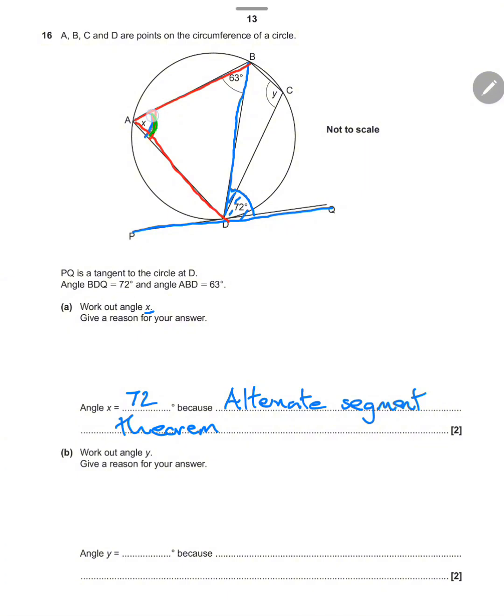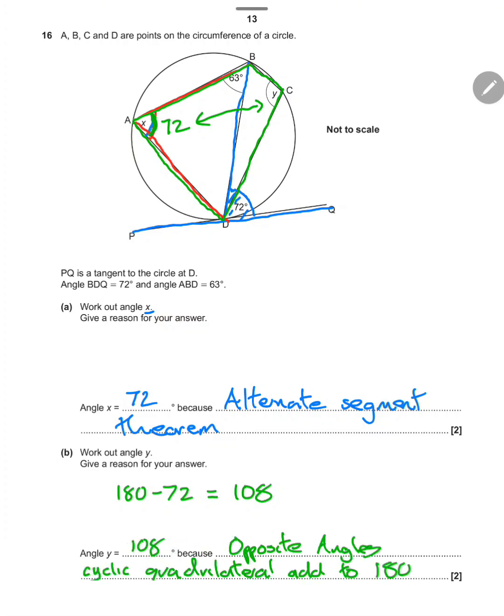Well, now we know that X is 72. What we're going to look at is this shape. And we've got a four-sided shape where every corner sits on the circle. This is called a cyclic quadrilateral. And these opposite angles will add to 180. So I'm going to do 180, take away 72, which is 108. So angle Y is 108, and the reason is opposite angles on a cyclic quadrilateral add to 180.